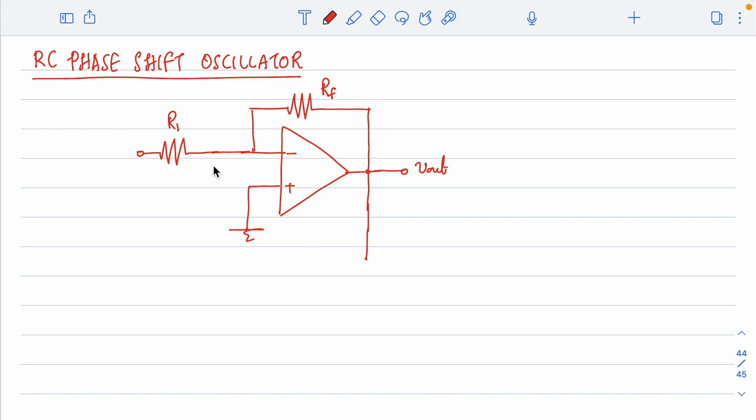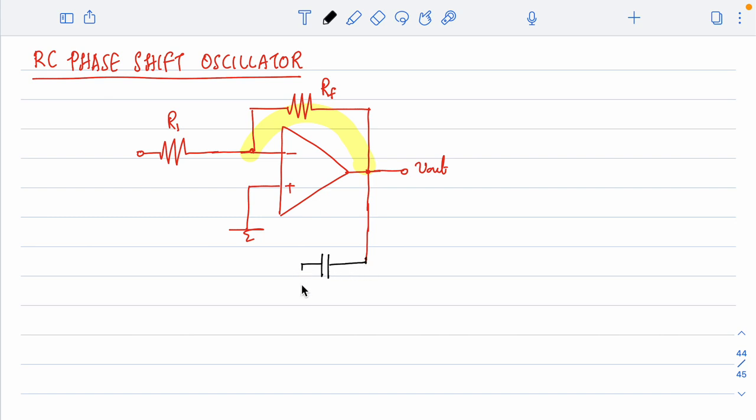So what I have to ensure here is, since there is a phase shift from here to here, which is 180, I need to compensate this phase. When I connect the signal back to the input point, I should make sure that the overall phase is equal to 0, right? So what is the easiest way to ensure a phase shift of 0? One way is by adding an RC network, right?